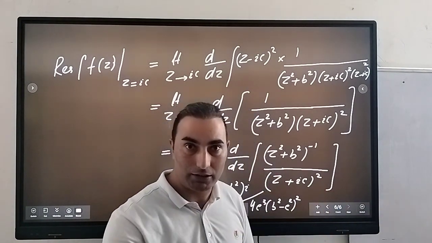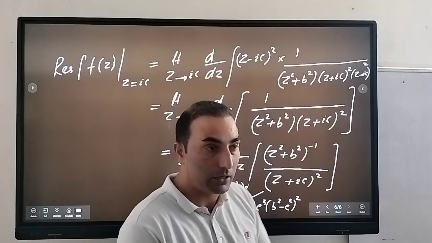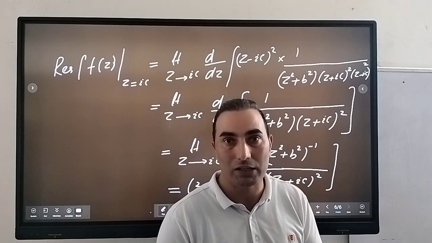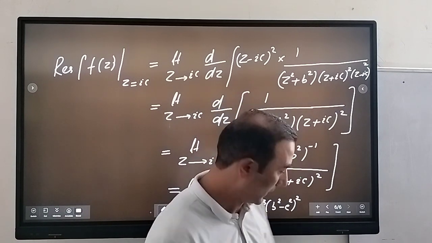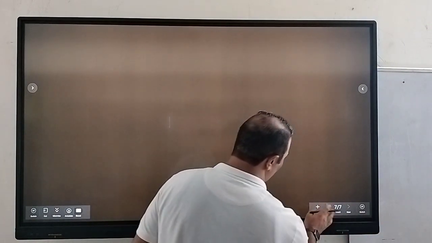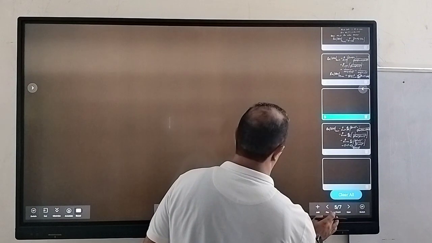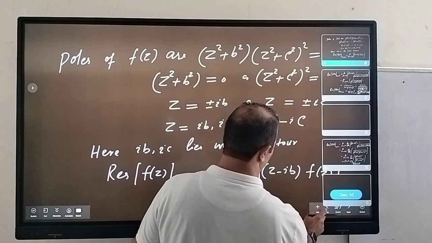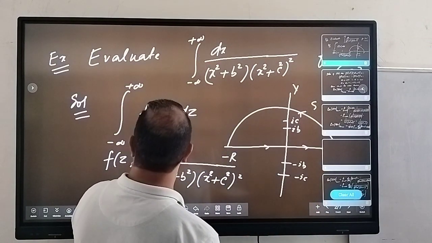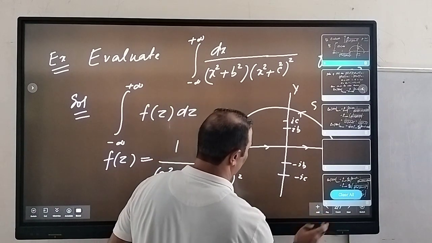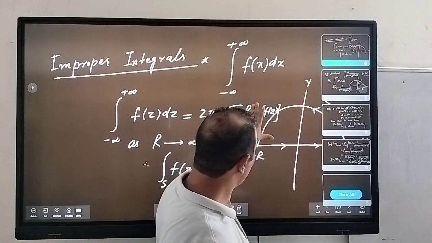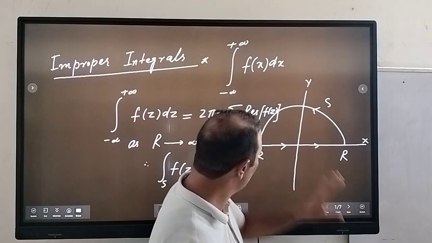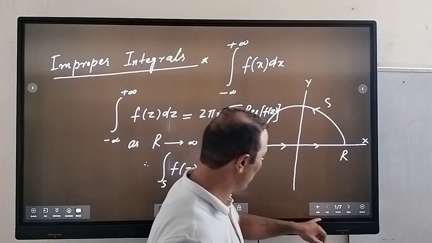Okay, so that means this integral from minus infinity to plus infinity will be equal to 2 pi i times the sum of these residues, meaning the residue at z equal to iota b and z equal to iota c. So we need to add the residues we computed, right? That's why I'm putting the summation here. So just check here. The integral will be 2 pi i into the sum, so we add the residues at z equal to iota b and z equal to iota c, and multiply by 2 pi iota.